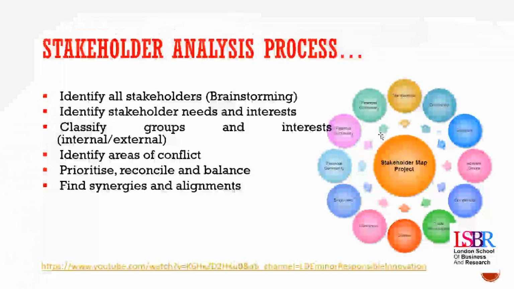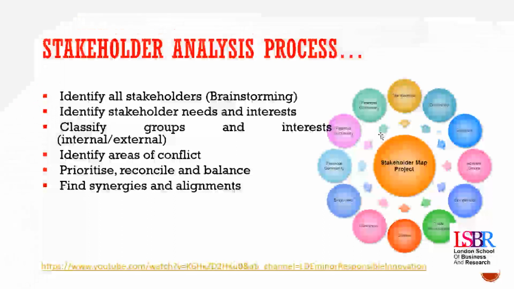And finally, it's all about finding synergies and alignments. So when it comes to stakeholders, we need to recognize what are the relationships between the stakeholders, what are the synergies between them. Okay, where are the areas of overlap? Where are the areas in which these stakeholders align or don't align? How can we get them to align? Okay, so that's a stakeholder analysis map.